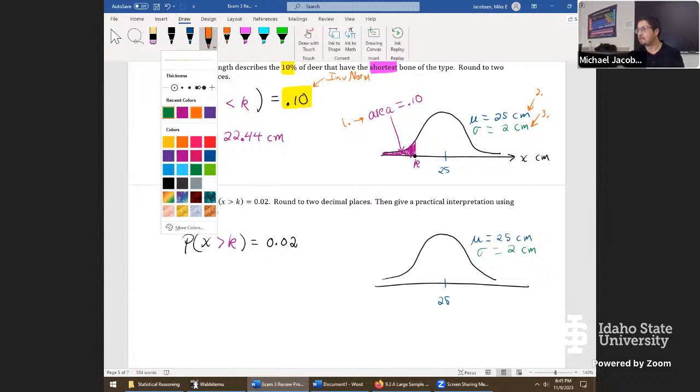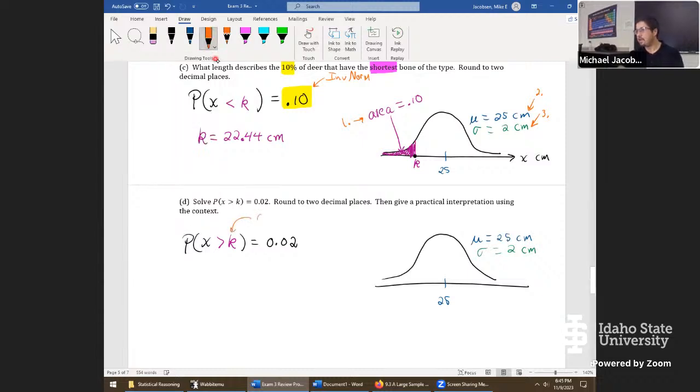What we're saying here is area to the right of K is 0.02. That means K this time has to be on the very far right upper tail, somewhere in this location. And we put here area of, actually let me shade in a better way so we can actually see that. We'll put to the right over here an area of 0.02.